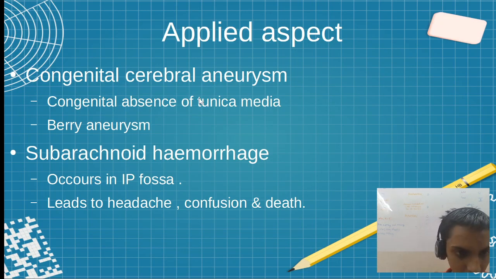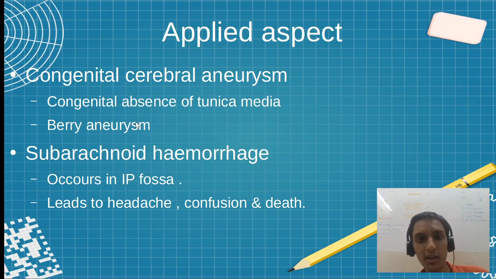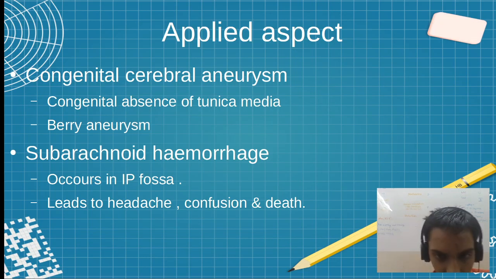Cerebral here is the cerebrum. Congenital is at birth. So what are the layers present in the arteries? To remind you, the layers are tunica intima, media, adventitia. Here only the media layer is affected. This causes a berry-shaped aneurysm. It looks like a berry fruit.